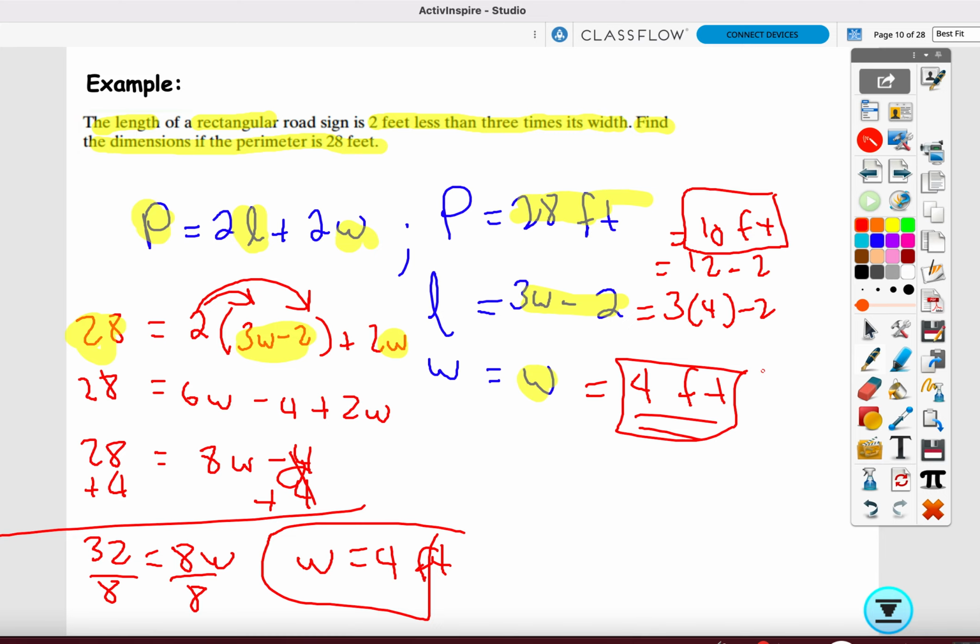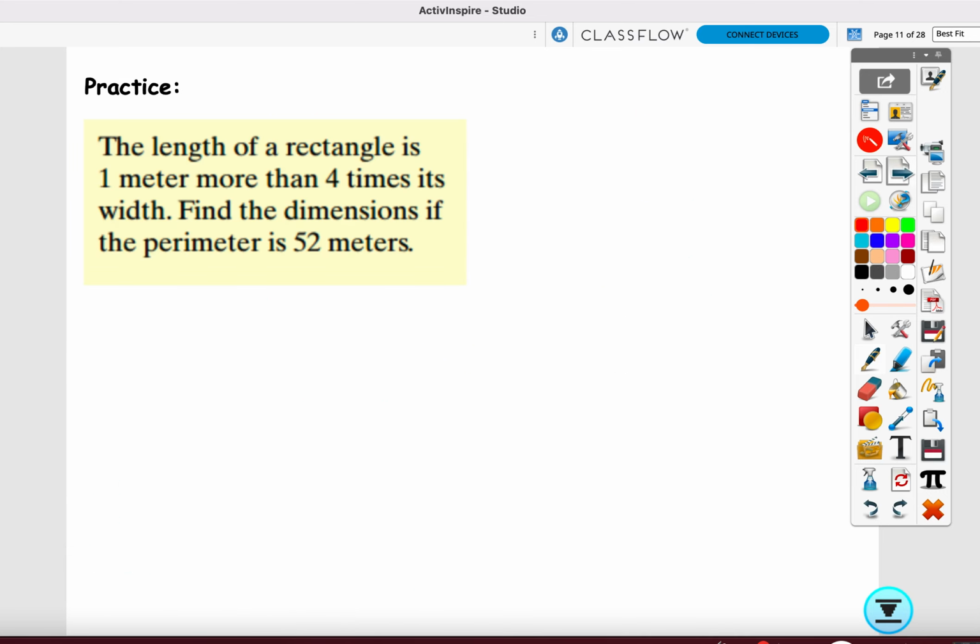So make sure you read the problem again and watch this process again to see how I broke down the steps and got the width and the length from just having the perimeter and knowing the formula. Alright guys, you're doing great so far. So here's a practice problem from this one.